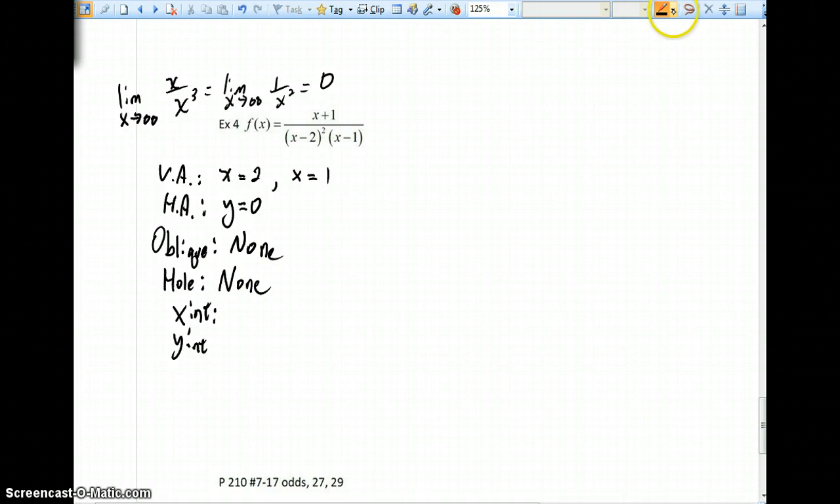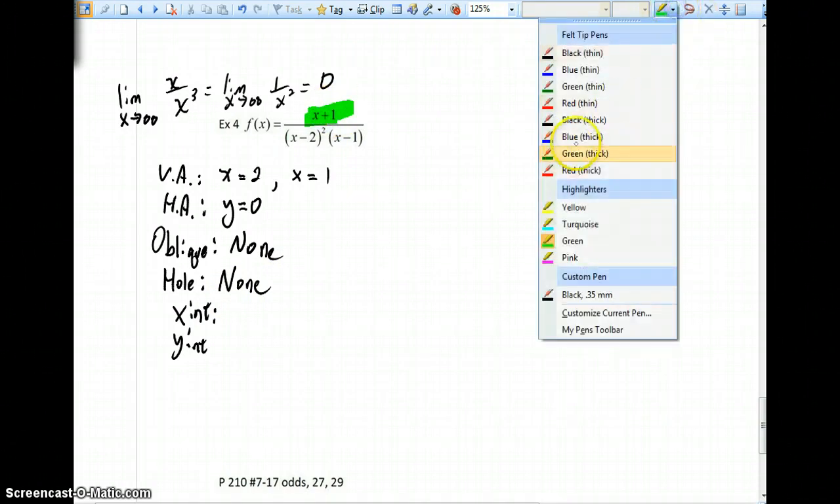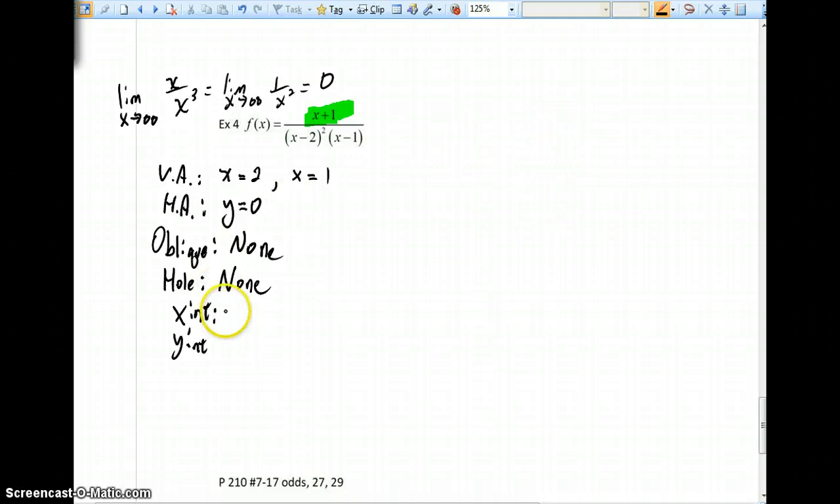X-intercepts, well, let's just check out the top here. Take a look at this numerator. You ask yourself, where is that 0? The answer is -1. Obviously, when the top of a fraction is 0, the entire fraction becomes 0, meaning y is 0. To find the y-intercept, well, we let x is equal to 0.